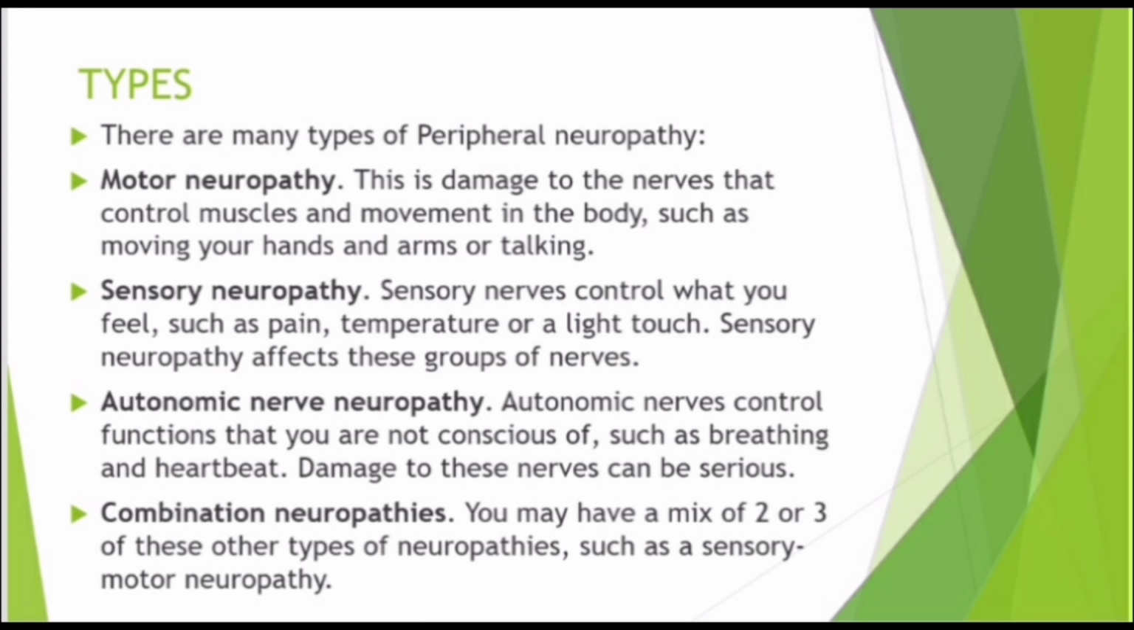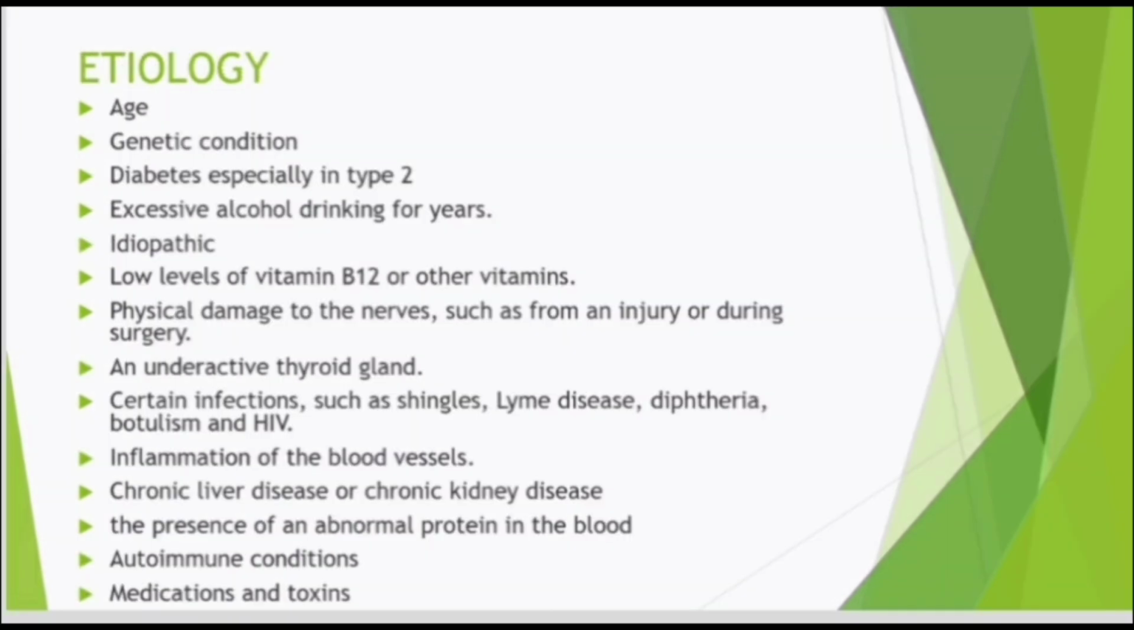Types of peripheral neuropathy. There are many types of peripheral neuropathy: motor neuropathy, sensory neuropathy, autonomic nerve neuropathy, and combination neuropathies. We see the etiology: age, genetic condition, diabetes especially in type 2, excessive alcohol drinking for years, idiopathic causes, low levels of vitamin B12, physical damage to the nerves, an underactive thyroid gland, certain infections, inflammation of the blood vessels, chronic liver disease or chronic kidney disease, the presence of an abnormal protein in the blood, autoimmune conditions, medications and toxins.